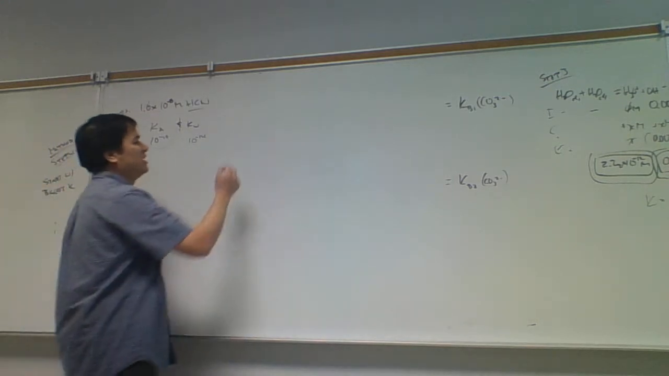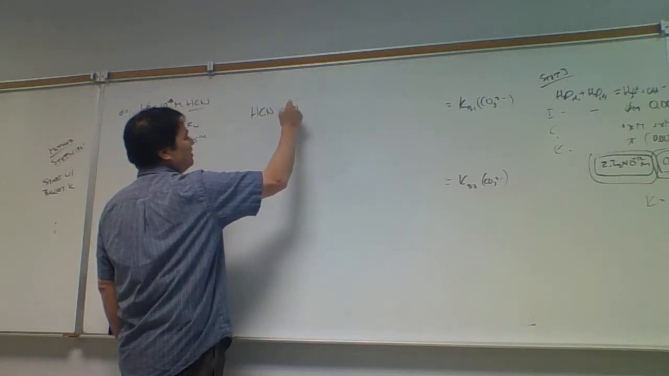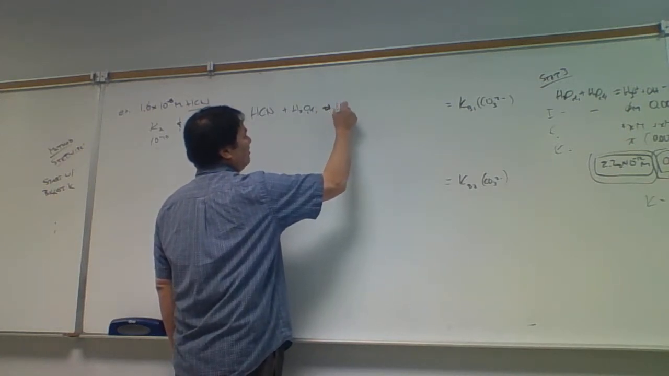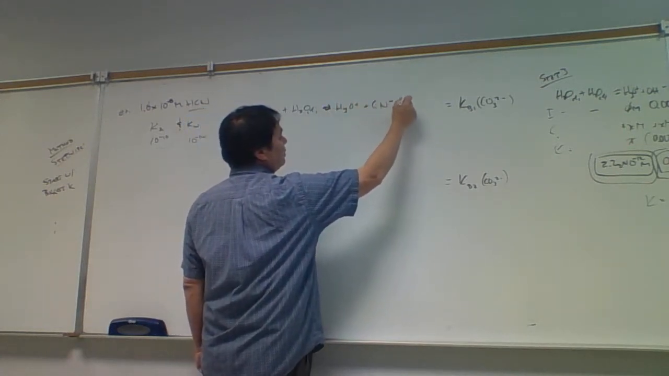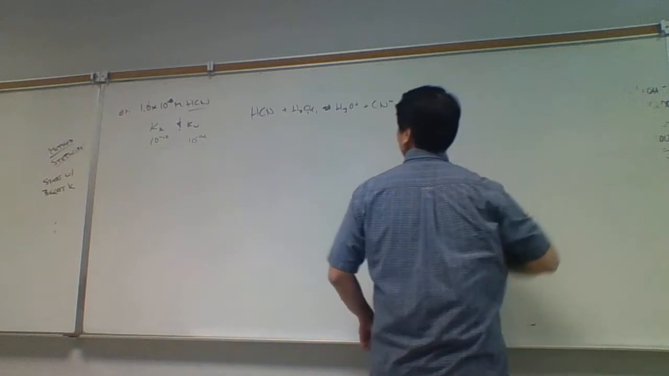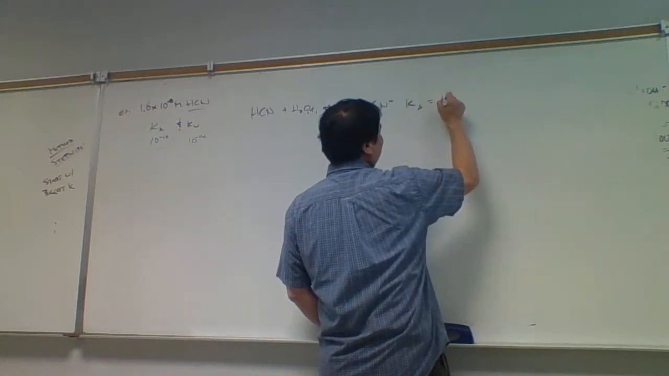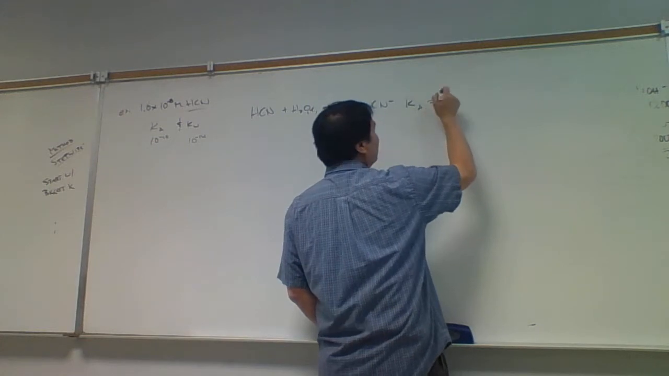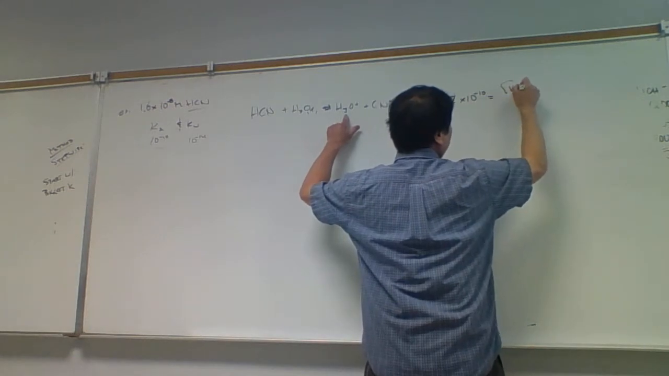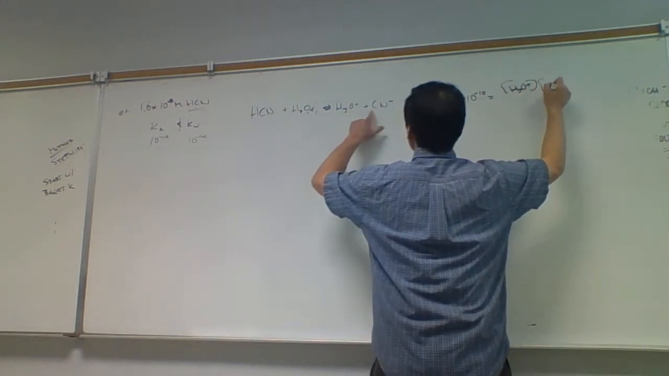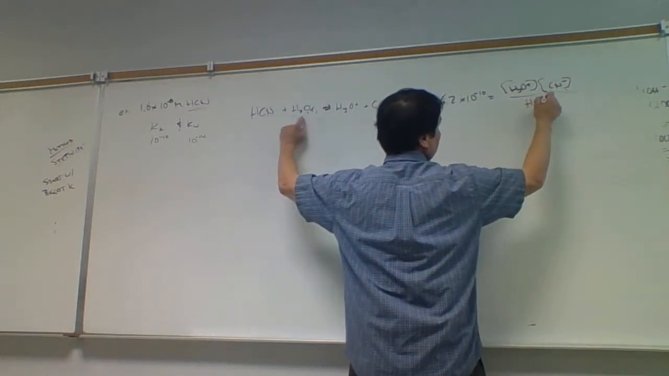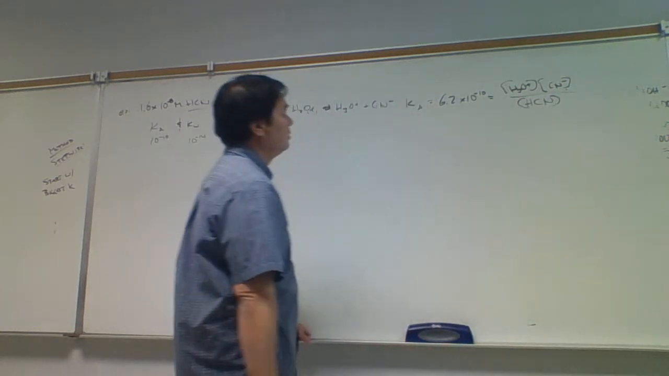So we start off with HCN here. HCN plus water, acid and water, is going to give us hydronium and cyanide. We have our Ka. Ka equals 6.2 times 10 to the minus 10 for hydrocyanic acid. And this is going to equal the hydronium ion concentration times the cyanide concentration divided by the HCN. Water is a pure liquid. Don't include that in there.